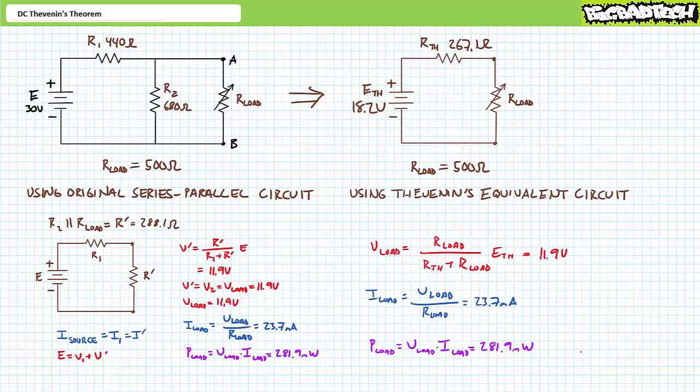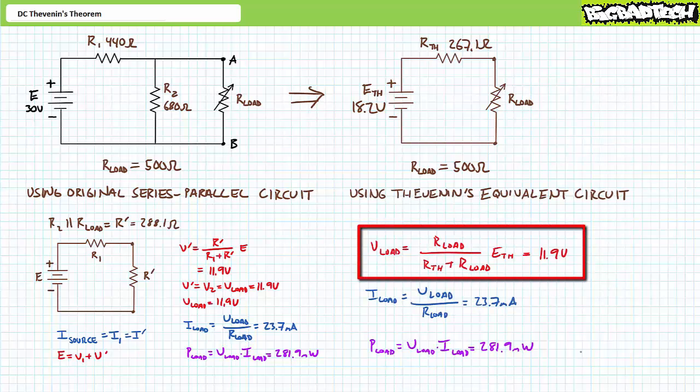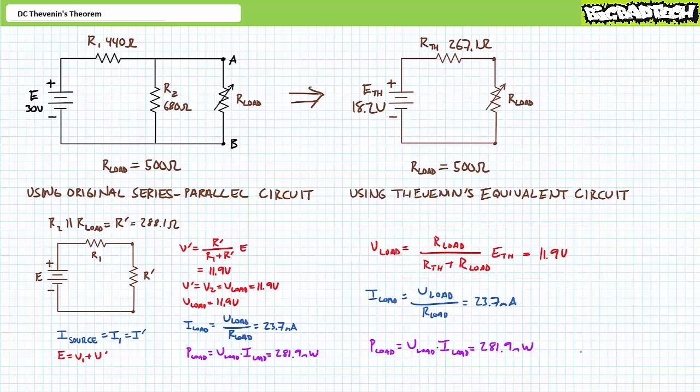For example, if R load is set to 500 ohms, a quick application of the voltage divider rule demonstrates V load to be 11.9 volts, exactly what we obtained using the original series parallel circuit, albeit with significantly less blood, sweat, and tears. An application of Ohm's law and the power equation similarly confirms I load to be 23.7 milliamperes and P load to be 281.9 milliwatts when R load is set to 500 ohms, thereby proving that R load is none the wiser to the substitution of the Thevenin's equivalent circuit in place of the original series parallel circuit. Of note, the Thevenin's equivalent circuit is much simpler, being a pure series circuit.